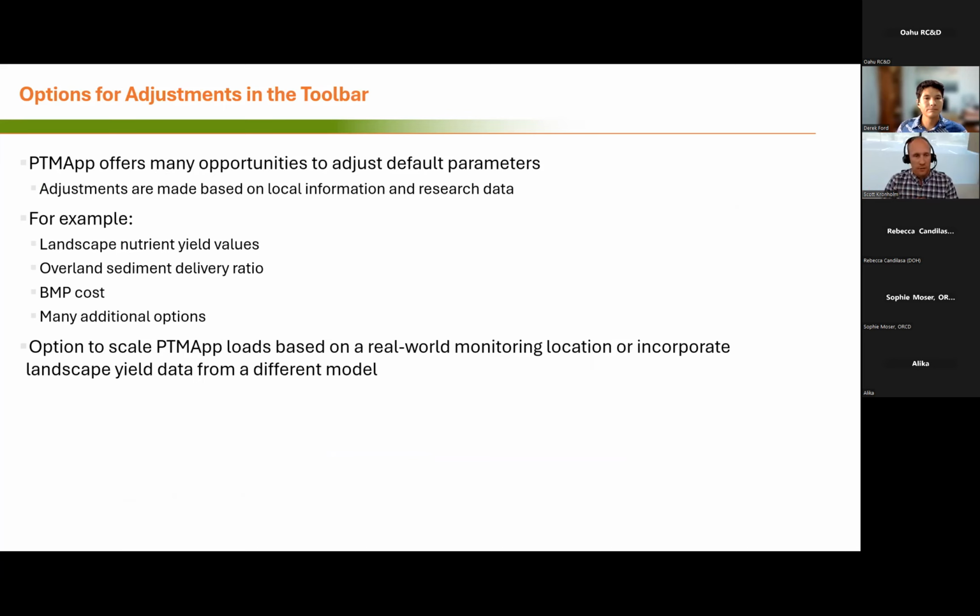I think there are a lot of other options or locations within the toolbar, through all those tools that Derek showed us, where we can make modifications to the default parameters. We do when necessary, and we leave things as default as needed. But all those adjustments are based on local information and research data. We adjusted things for Hawaii, like the landscape nutrient yield values and some overland sediment delivery ratio information. BMP costs can be adjusted, and there are a bunch of other things that can be tweaked to make it more locally specific and make sure those results are the most beneficial they can be for the watershed that you're working in.